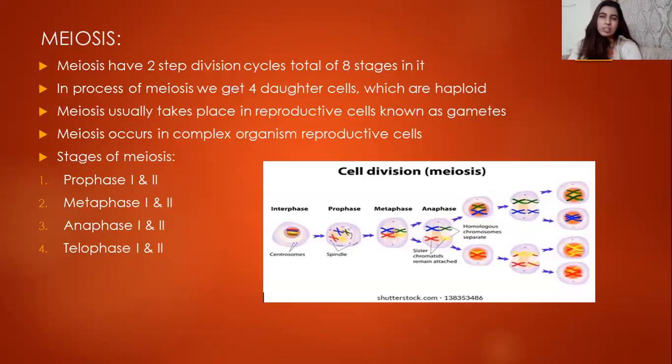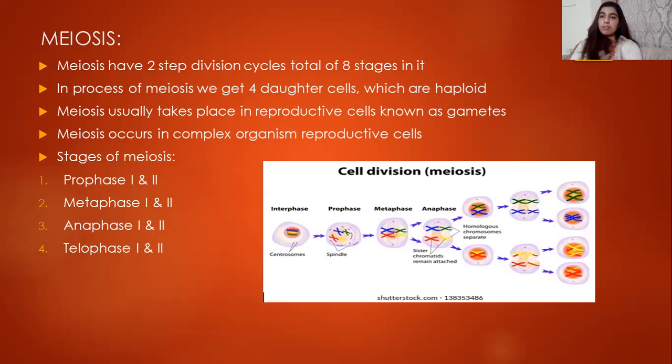Whereas meiosis is quite complex. As I told you before, it takes place in sex cells. और इसके दो डिवीजन सेल साइकिल्स होते हैं और अगर हम टोटल इसका करें तो इसमें 8 स्टेजेस होते हैं. इसमें 4 डॉटर सेल्स बनते हैं with the haploid number of chromosomes. Now, diploid means 46 chromosomes. So what does haploid mean? Haploid means 23 chromosomes. Meiosis occurs in complex organisms in the reproductive cells and it gives you gametes.